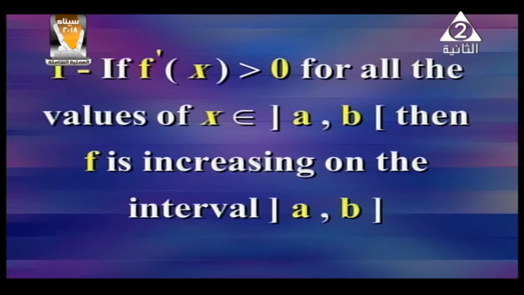Dear student, remember: f dash x more than 0, or positive, for all values of x belonging to the open interval (a, b). What do we deduce? The function is increasing on this interval (a, b). Number 2: if f dash x is smaller than 0 for all the values of x belonging to the open interval (a, b), then the function is decreasing on the interval (a, b).